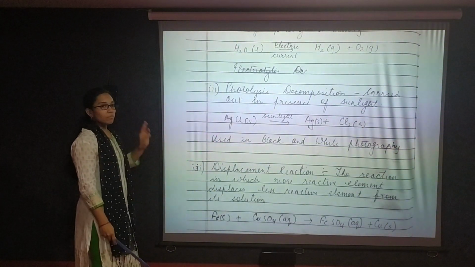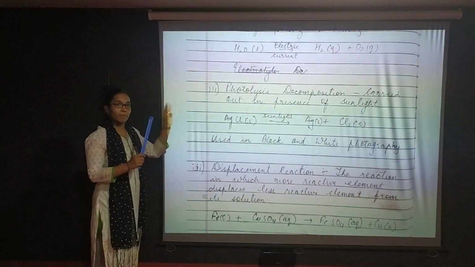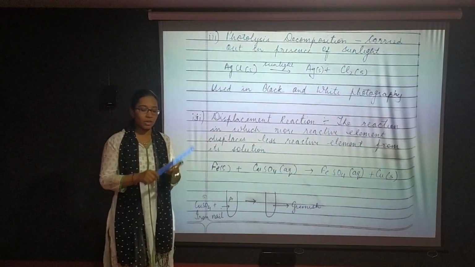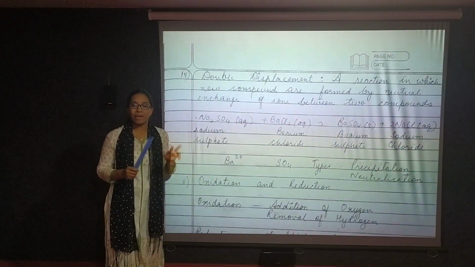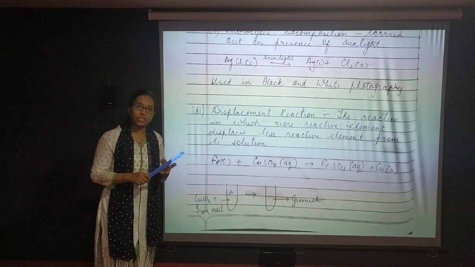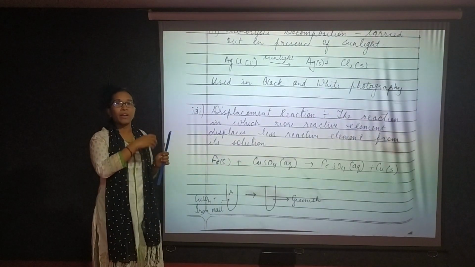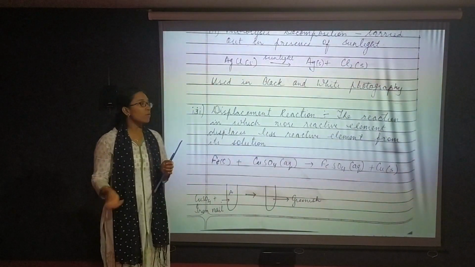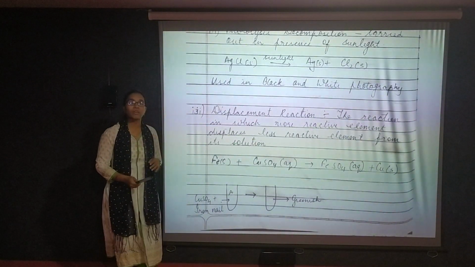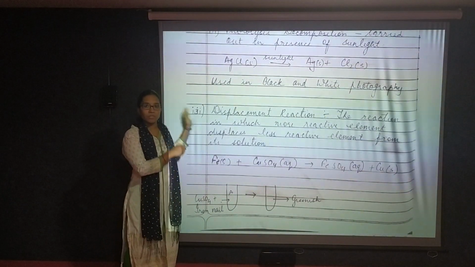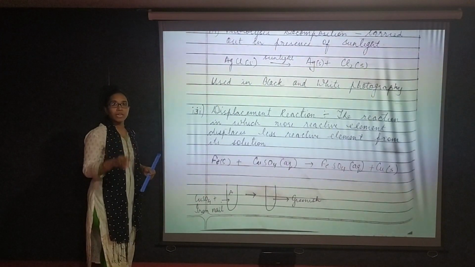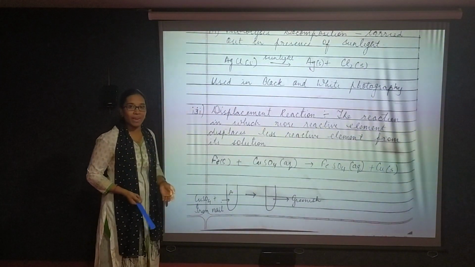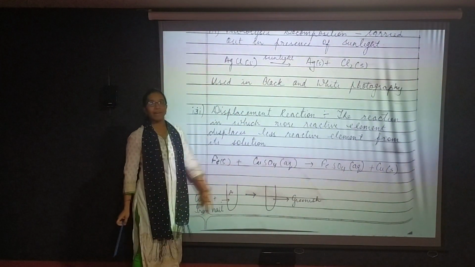Next, we have completed two types of reaction, combination and decomposition. Combination means when you combine two reactants, you get a product. And when a compound is divided into two different compounds, it is known as a decomposition reaction. In decomposition, we already saw the three types of decomposition reactions. Now the third type of reaction is the displacement reaction.